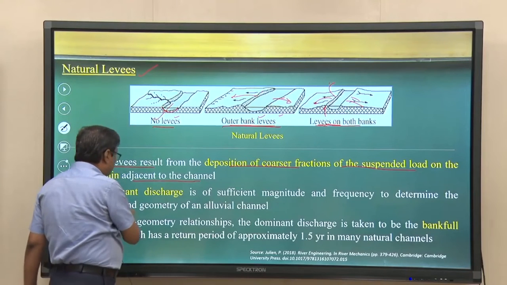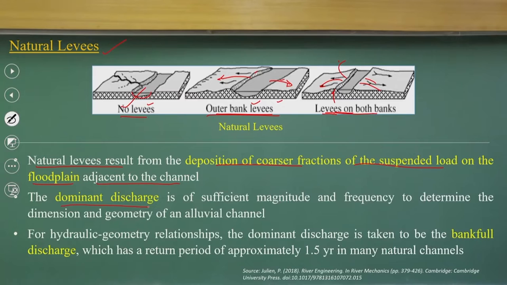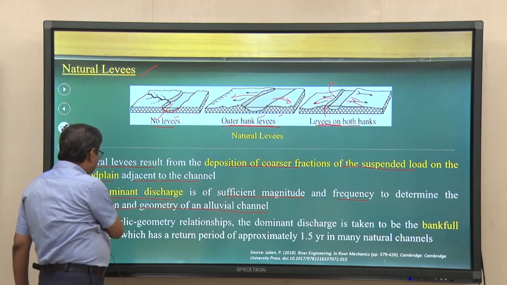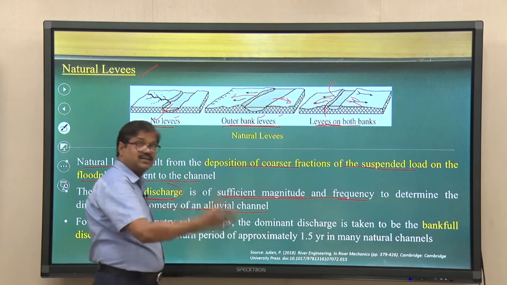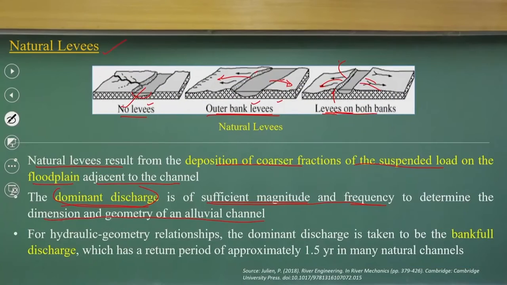Now, we also talk about dominant discharge, because a single discharge may not represent it. It depends upon sufficient magnitude and frequency to determine the dimension and geometry of alluvial channels. Just trying to repeat it: the dominant discharge is that of sufficient magnitude and frequency of occurrence to determine the dimension and geometry of alluvial channels. In this lecture, we are not going into more detail about dominant discharge, but for the hydraulic geometry relationship, the dominant discharge is taken to be the bank full discharge, which has a return period of about 1.5 years. That is what is there.